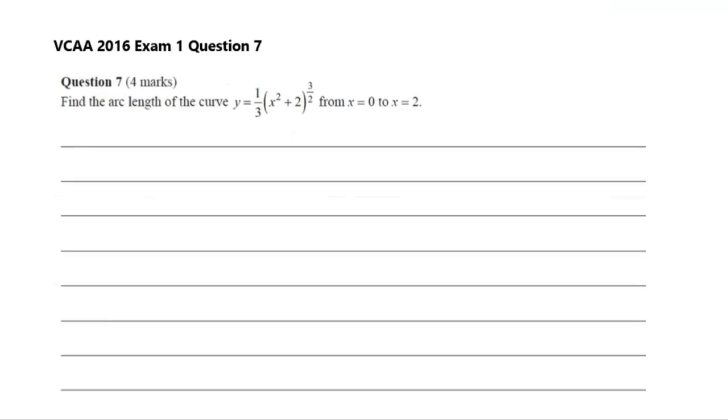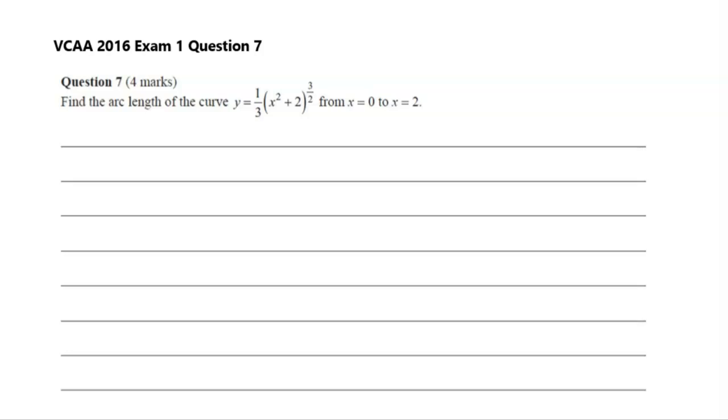Okay, we've got an exam 1 question here, so going to be doing this one by hand. We're interested in finding the arc length of the curve y equals 1 over 3, and then in brackets x squared plus 2, all raised to the power of 3 over 2, from x equals 0 to x equals 2. So we again know we're using that version of the formula that has a dx at the end.